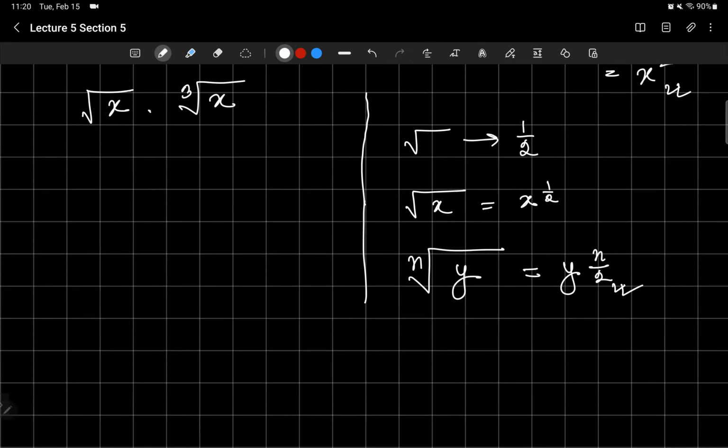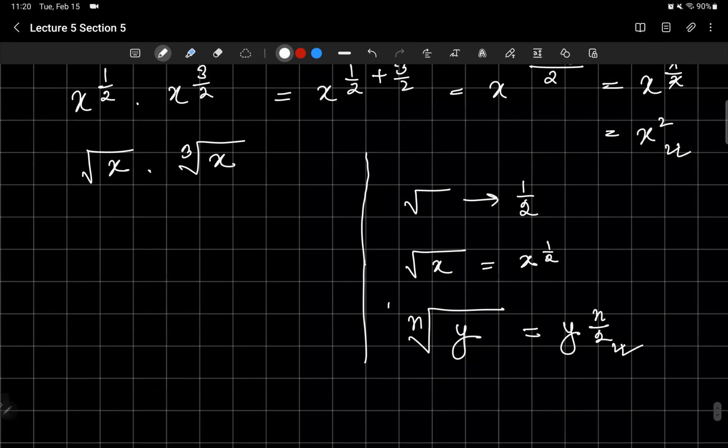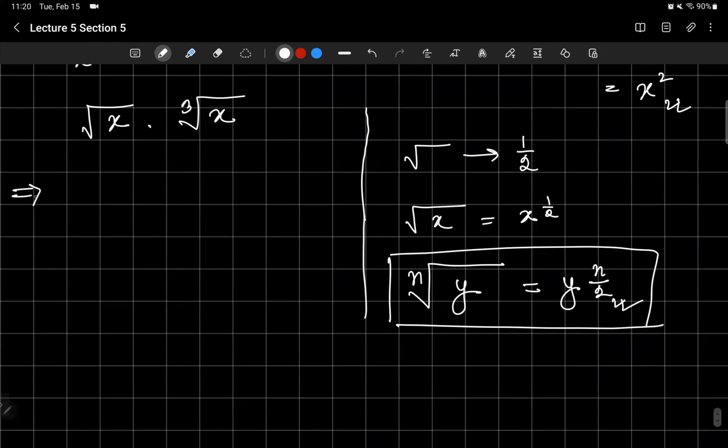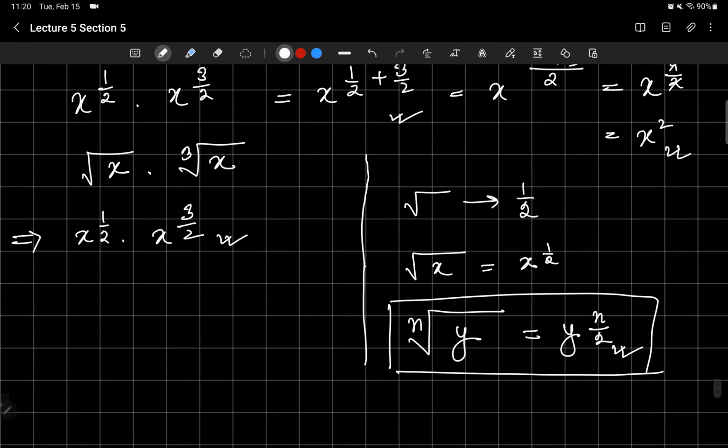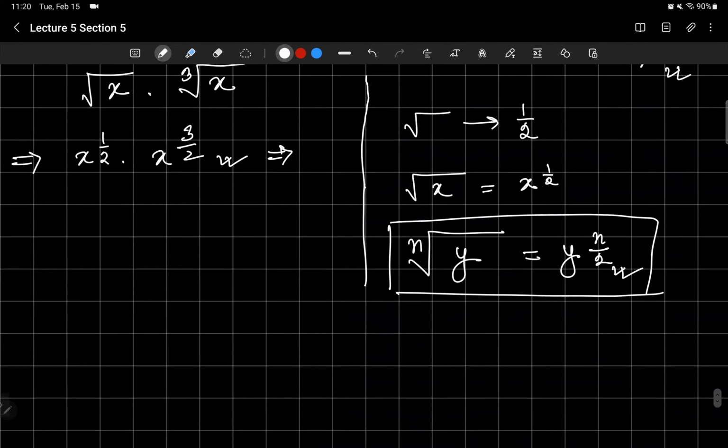Okay. So if I use this definition, this is just x to the power 1/2 times x to the power 1/3, the same kind of thing as before that we did over here. So again, you can check the result in the same way.